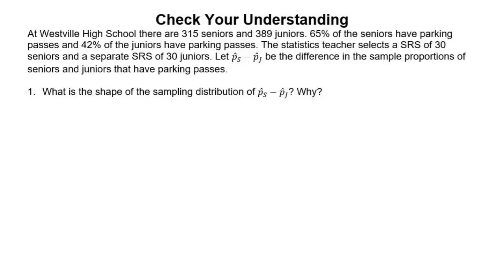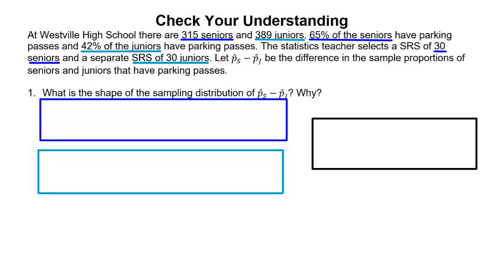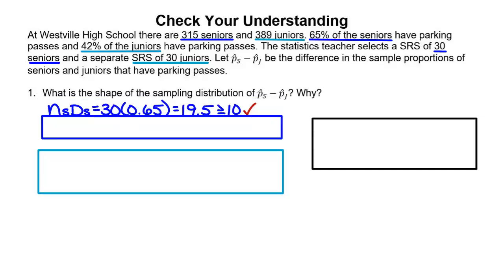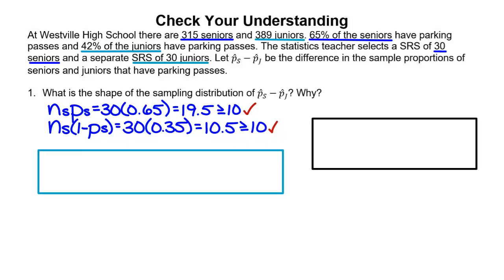What is the approximate shape? Approximately normal. What do you have to do to justify saying that it is approximately normal? Large counts. So for your seniors, you do the sample size of seniors, which is 30, times the true proportion, 0.65, we get 19.5, that's greater than or equal to 10. And then we do the sample size of seniors times 1 minus the true proportion for seniors, so 30 times 0.35, we get 10.5. As long as it is 10 or bigger, we are good.